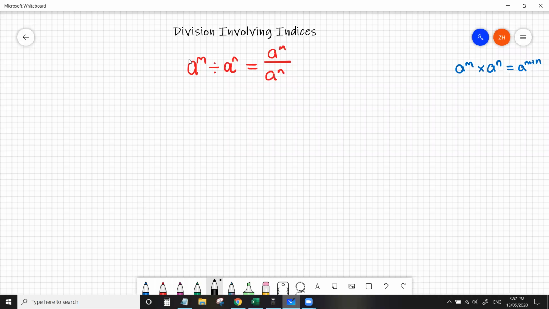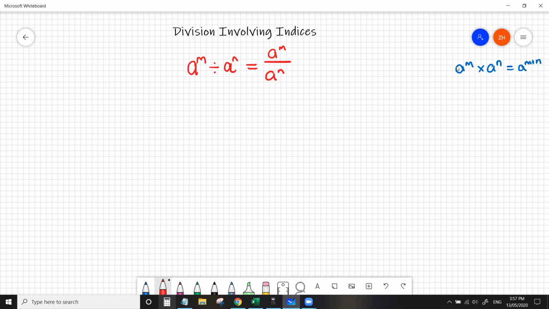Here we're going to look at divisions involving indices. In the last video, I talked about multiplication involving indices, and we came up with this general rule: a to the power of m times a to the power of n is equal to a to the power of m plus n. This one's going to be very similar.